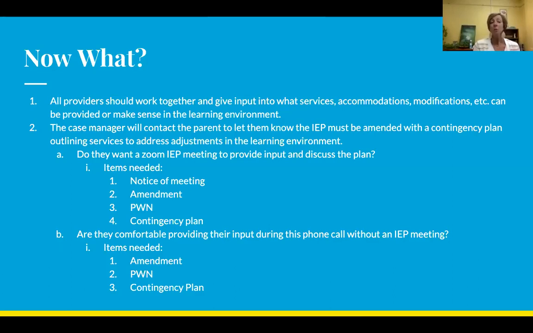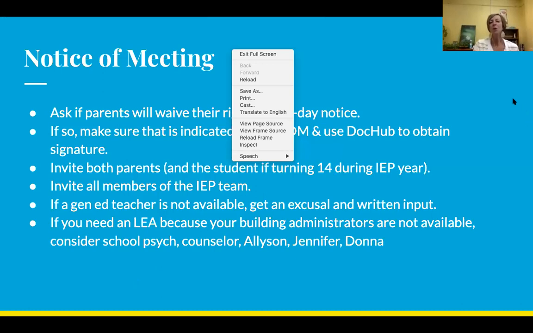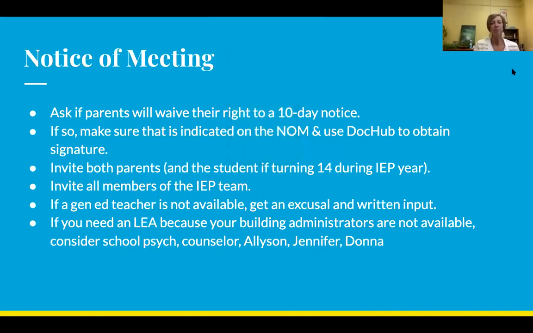If they are comfortable providing their input during this phone call without an IEP meeting, so an amendment without a meeting, the items you would need are an amendment, a prior written notice, and a contingency plan. So what do those look like? What do they need to have included in them?